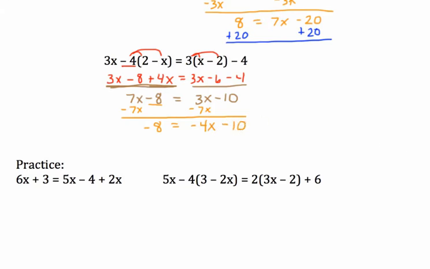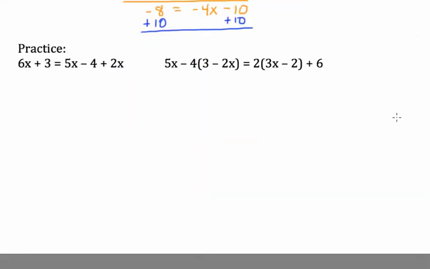Now we're down to a two-step equation. Go to the side that has the x. To undo subtracting 10, you add 10. To undo timesing by negative 4, you divide both sides by negative 4. X equals negative 1/2.